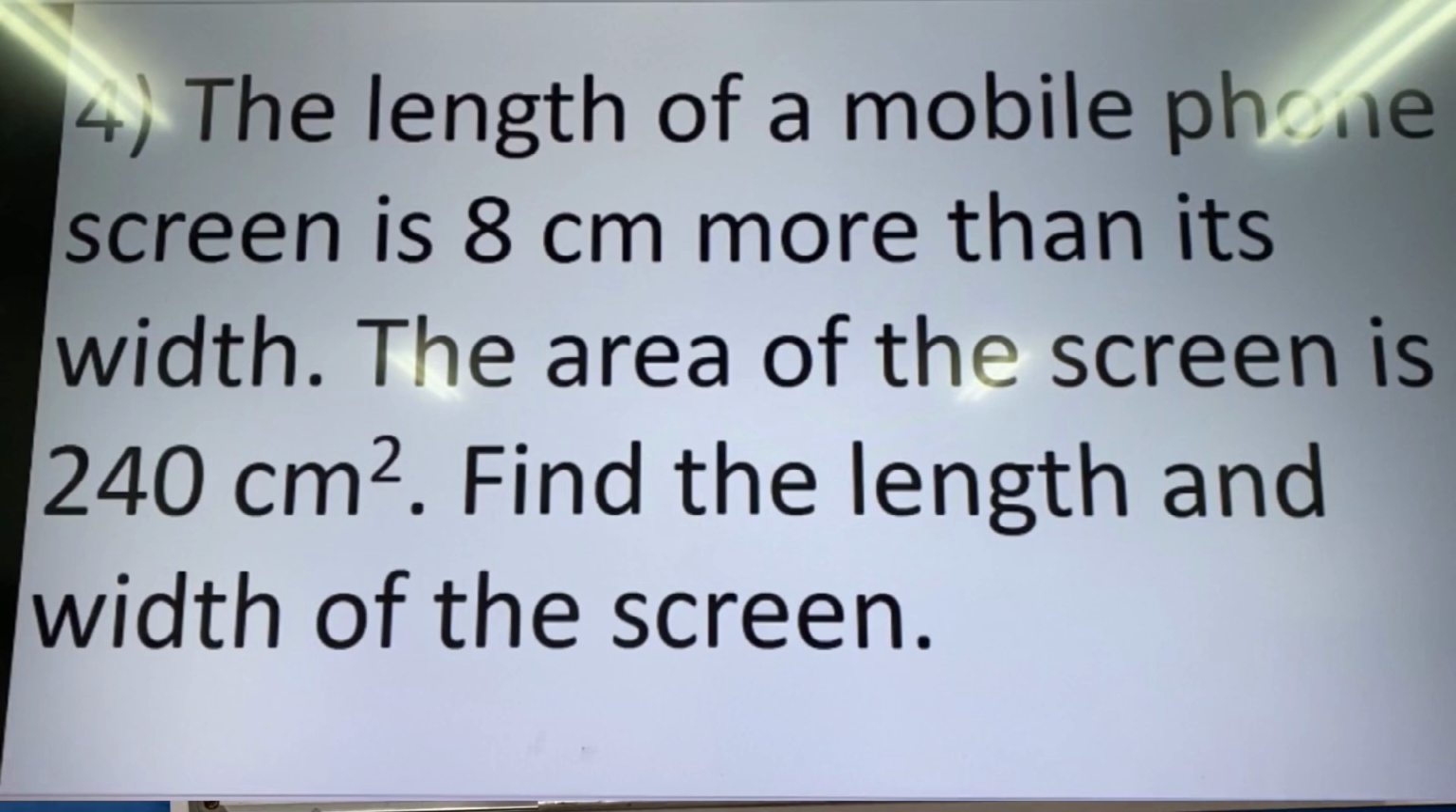Length of a mobile phone screen is 8 centimeters more than its width. The area of the screen is 240 square centimeters. Find the length and the width of the screen.